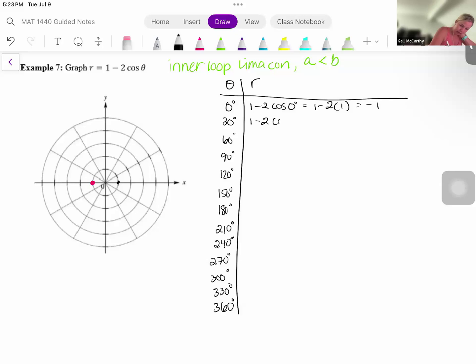1 minus 2 times cosine of 30 degrees is 1 minus 2 times the square root of 3 over 2, which is approximately -0.73. So again, starting at the angle 30 and a 0.73 radius. So about there, now we're going to reflect that over the origin.